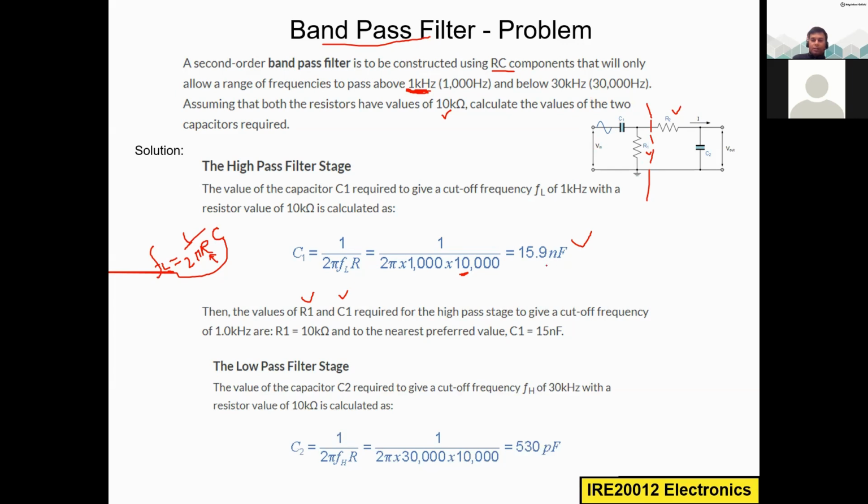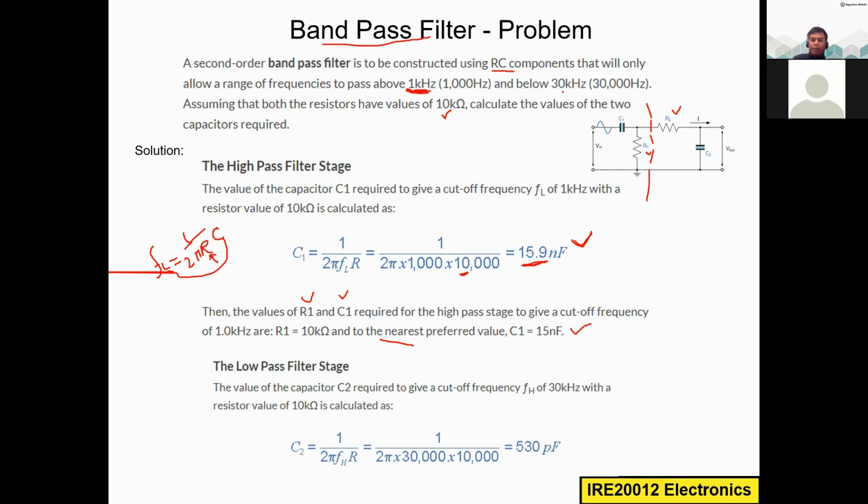Of course, 15.9 is the exact calculated value, but practically the available value is 15 nanofarad. We do not have anything like 15.9 nanofarad, so we are rounding off this value to the available capacitor value. But in the problems, when you solve, you can just write this one. This is enough. And the low pass filter stage is the same.